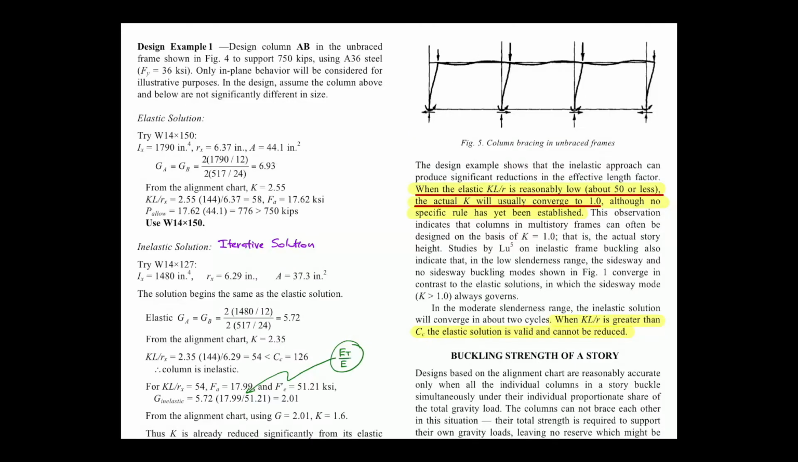Right, so look at this design example. Column AB is to be designed, so we have no idea about the size of the column, and the force is 750 kips. We use the A36 steel, so Fy is 36 ksi. Only in-plane behavior will be considered. For iterative purposes in the design, assume the columns above and below are not significantly different in size. Right. So let's start with the elastic solution.